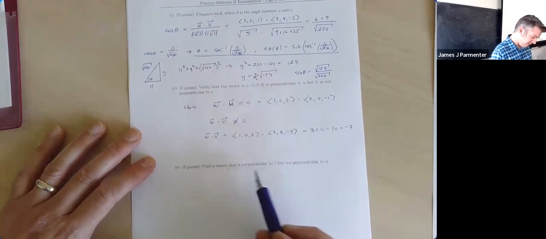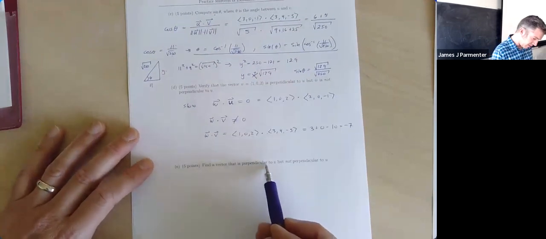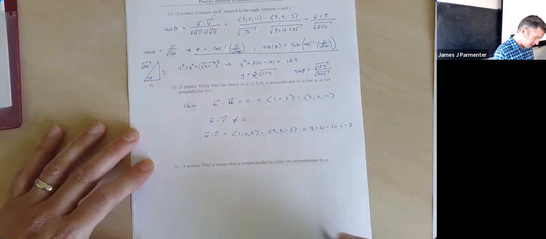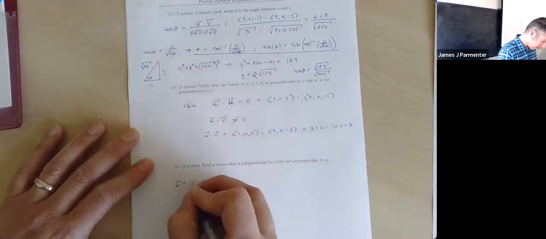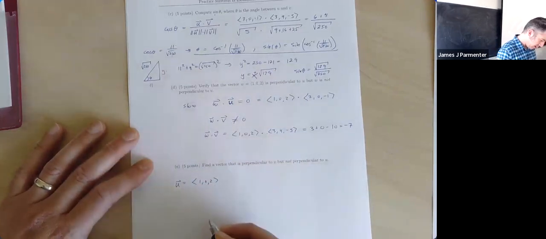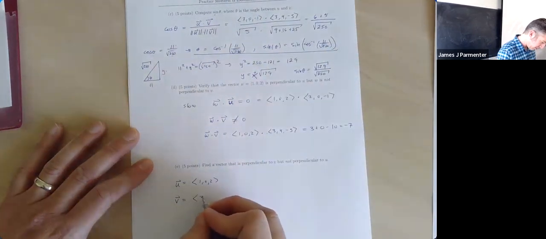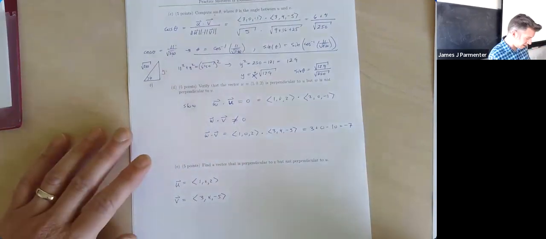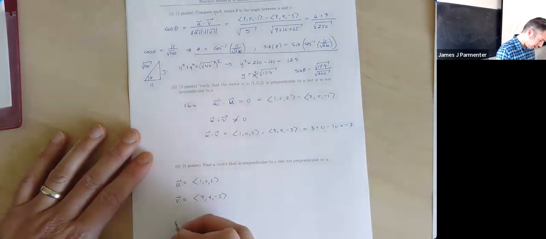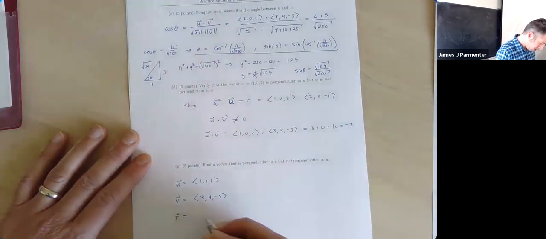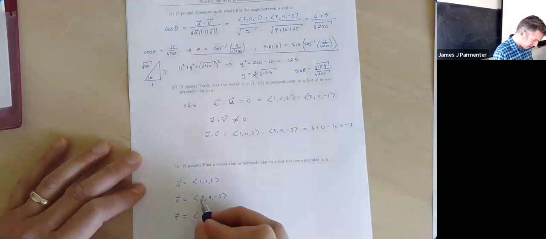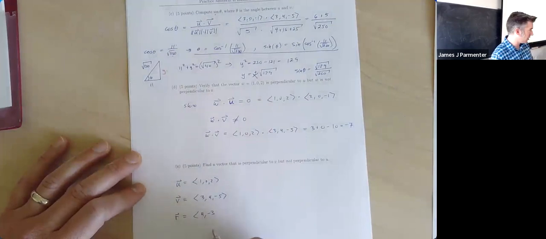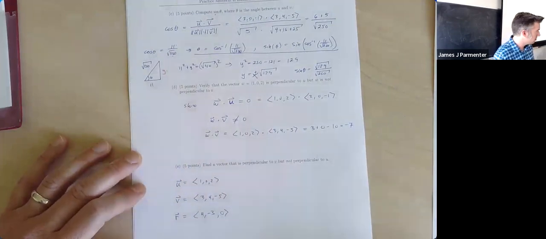And finally, find a vector that is perpendicular to V, but not perpendicular to U. So here's U equaling 1, 0, 2, and here's V equaling 3, 4, -5. So I'm going to go easy. I'm going to pick something, let's call it, I don't know, R. So I'm just going to pick these two and say 4, -3 will make the dot product of those parts 0, and then just slap on a 0 at the end.